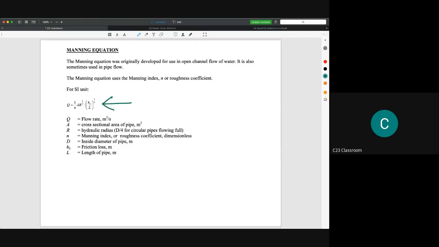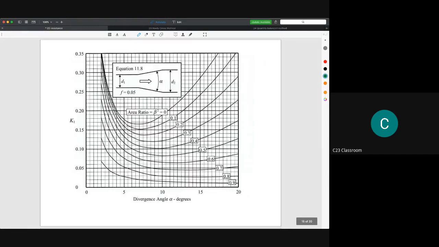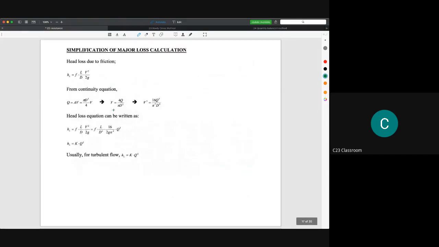Jadi saya harap awak dapat alert tentang perkara ini. Yang saya nak cakapkan ialah, okay, ini minor loss. Saya rasa saya boleh skip yang ini. Yang tadi tu saya harap awak dapat baca, saya rasa awak boleh faham dengan mudah pengiraan tersebut.